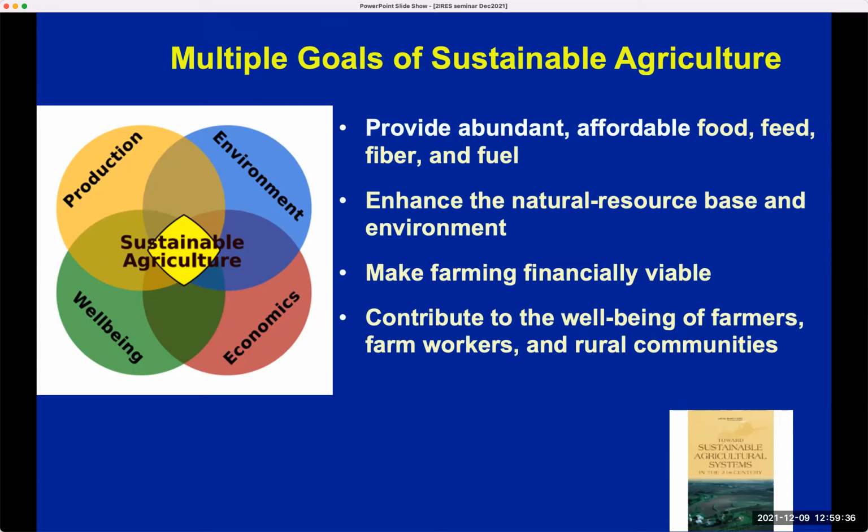Enhance the natural resource base and the environment, protecting the environment. So environmental sustainability, financial sustainability. Gotta make money, keep your costs down. Oh, but wait a minute, what's the social stuff? You have to contribute to the well-being of farm workers and rural communities. That's very difficult to do. So those are kind of the four legs of the stool. And then if you do all that just right, you're in the diamond in the middle.